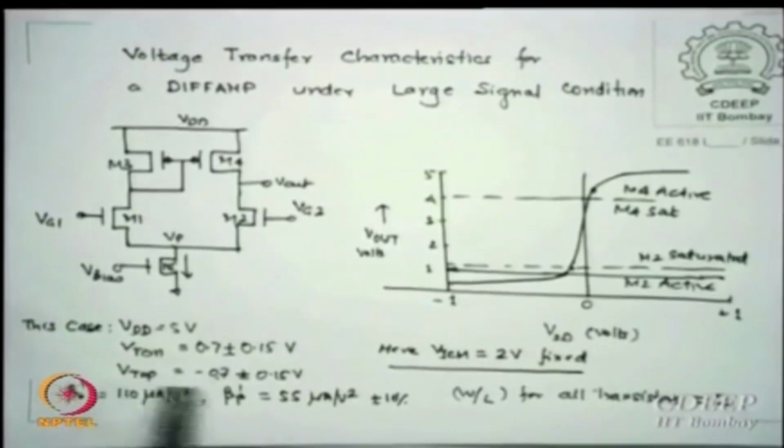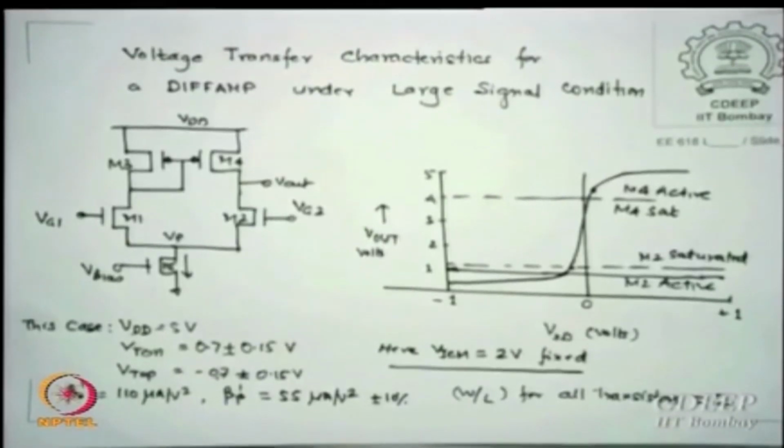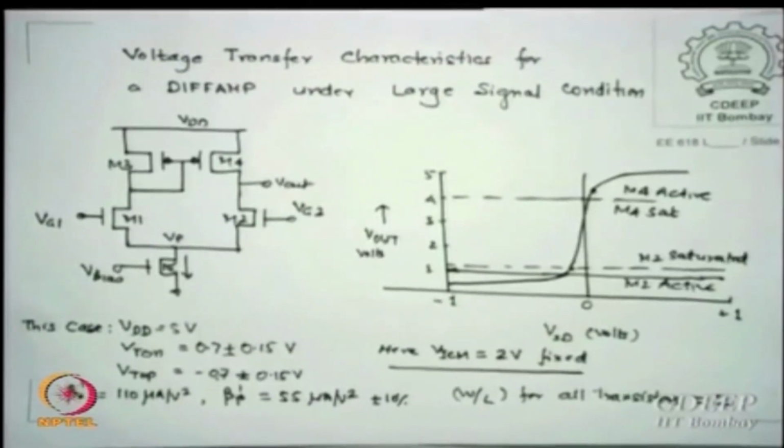Similarly VTOP will be, assuming right now we are using the same, many technologies allow that, minus 0.7 plus minus 0.15, and for this 3.3 micron, 0.35 micron technology you can use beta and dash, which is mu n Cox. This data of course I will provide you, whichever technology file I will use, the data will be coming from that technology file. Okay. But as far as we are right now concerned, the numbers are only numbers.